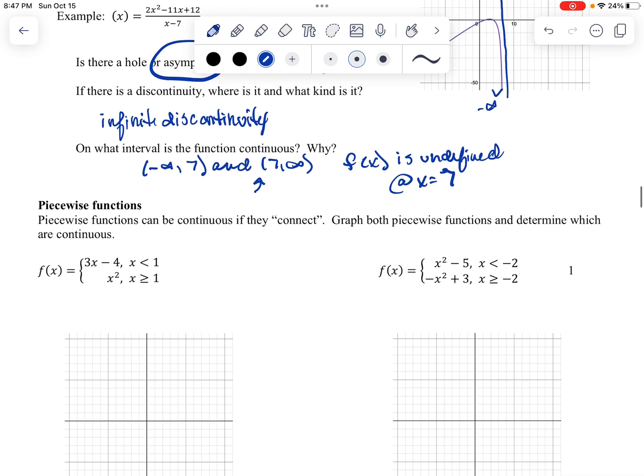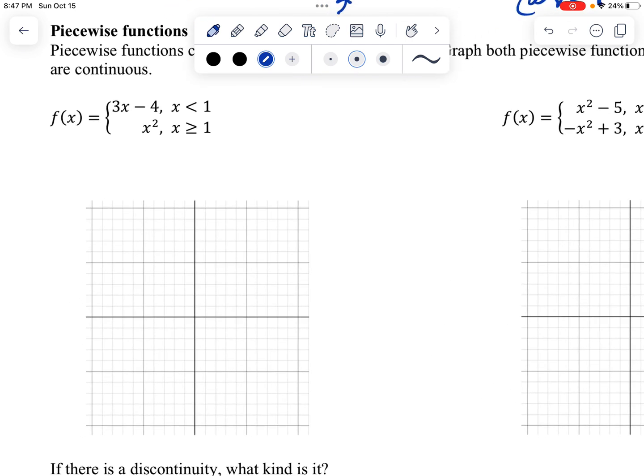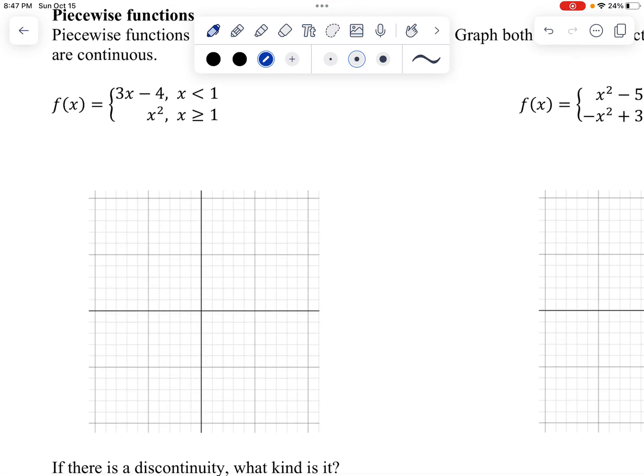There's another kind of function that gives us discontinuity, and those are the piecewise functions. Now, sometimes piecewise functions are continuous, and sometimes they're not. And you have to look at the transition point. So let's look at the first example. This piecewise function, remember, has different function equations for different intervals in my domain. So this one says for all x values less than 1, so 1 is my point where things change, I want to graph the function 3x minus 4.